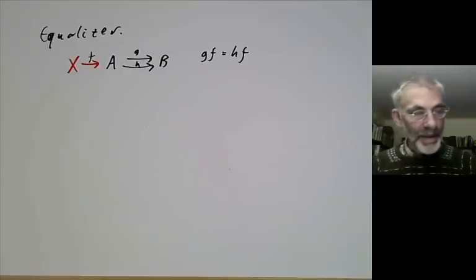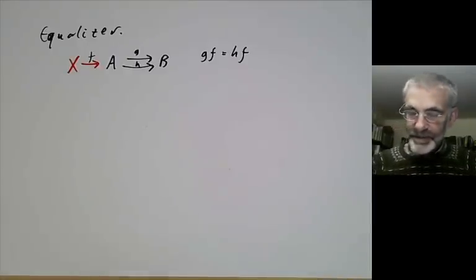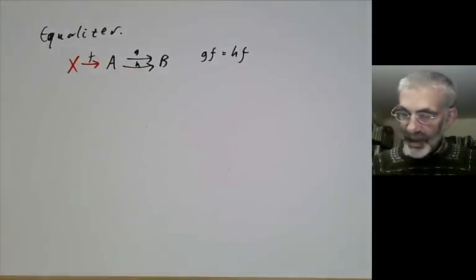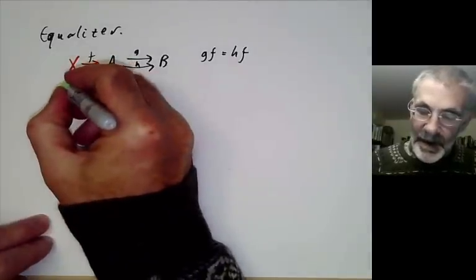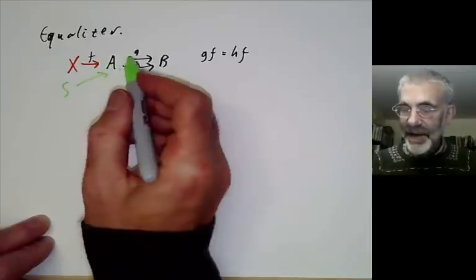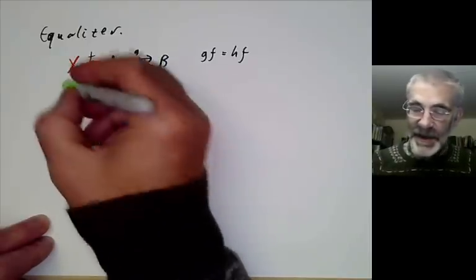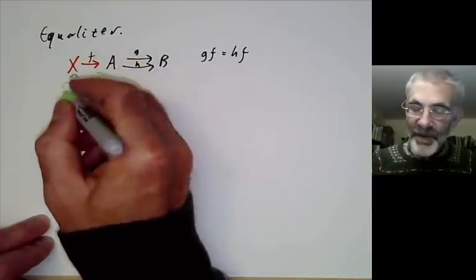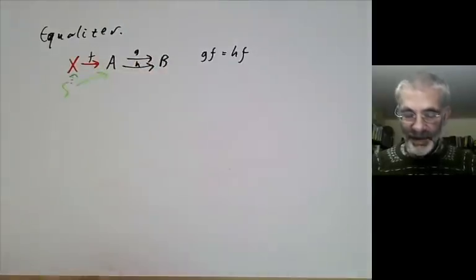In other words, if I've got a space S mapping to A such that these two compositions are equal, then there's a unique map from S to X, making this diagram commute.